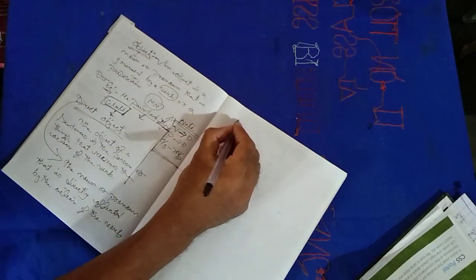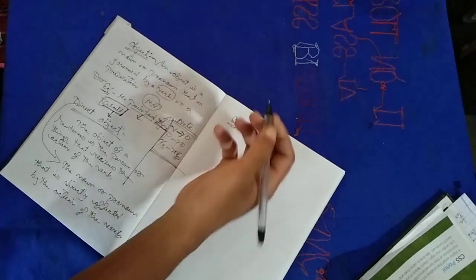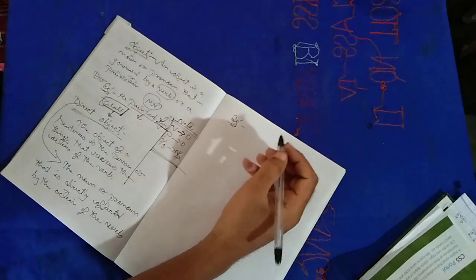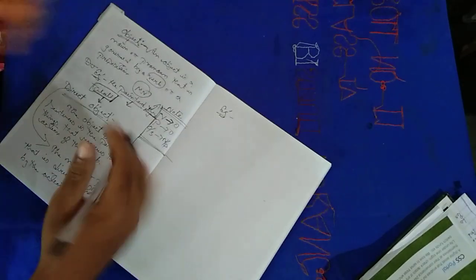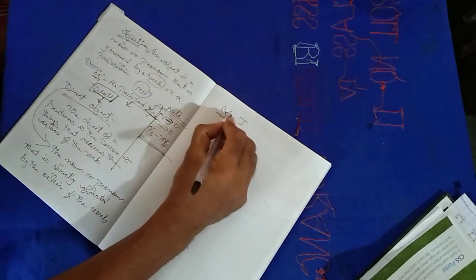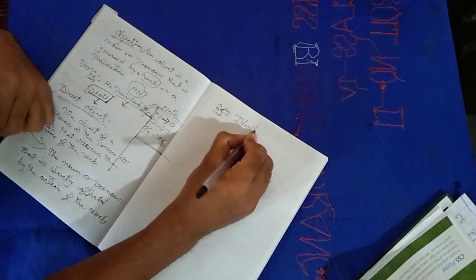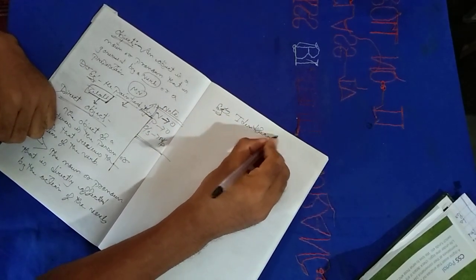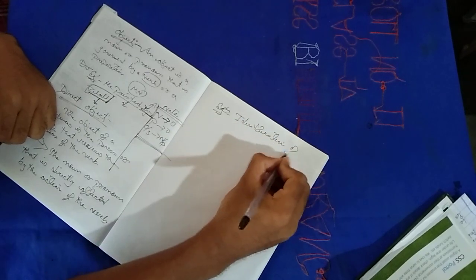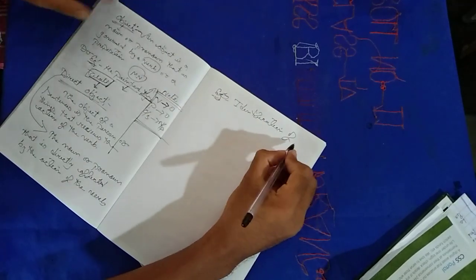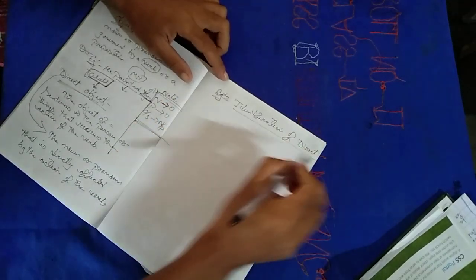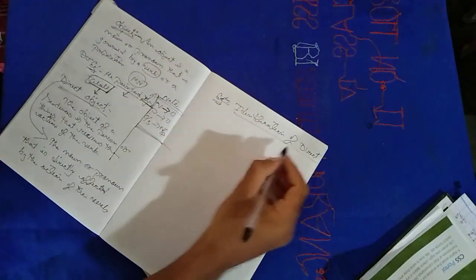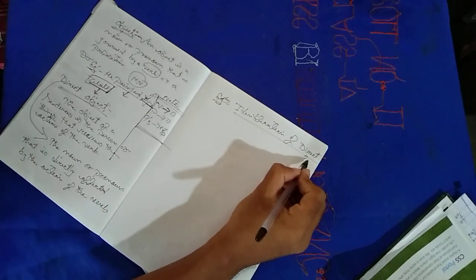Let's take an example. We will try to identify the direct object. How to identify a direct object? I will give one example and we will go through this exercise. Identification of direct object.